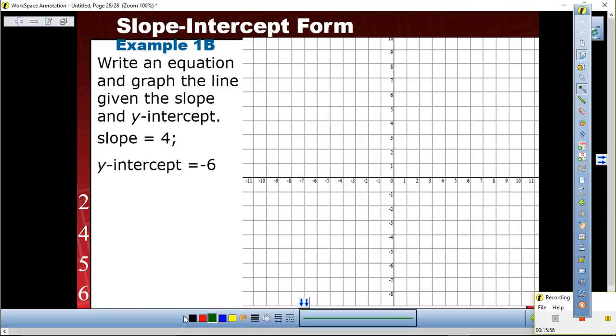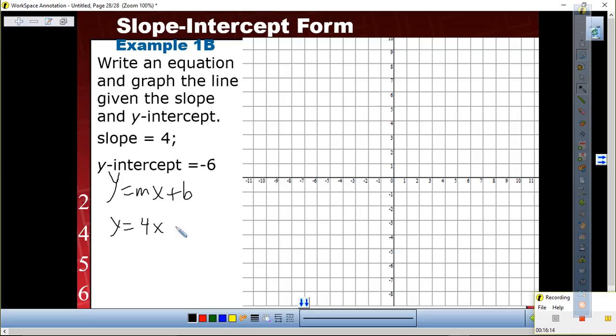All right, let's do this one together. What is the first thing we should write? Our y equals mx plus b, our slope-intercept form. Next, we substitute values. So tell me what to write. Y equals what? 4x minus 6 or plus negative 6. That's fine. So I'm going to leave it as negative 6.